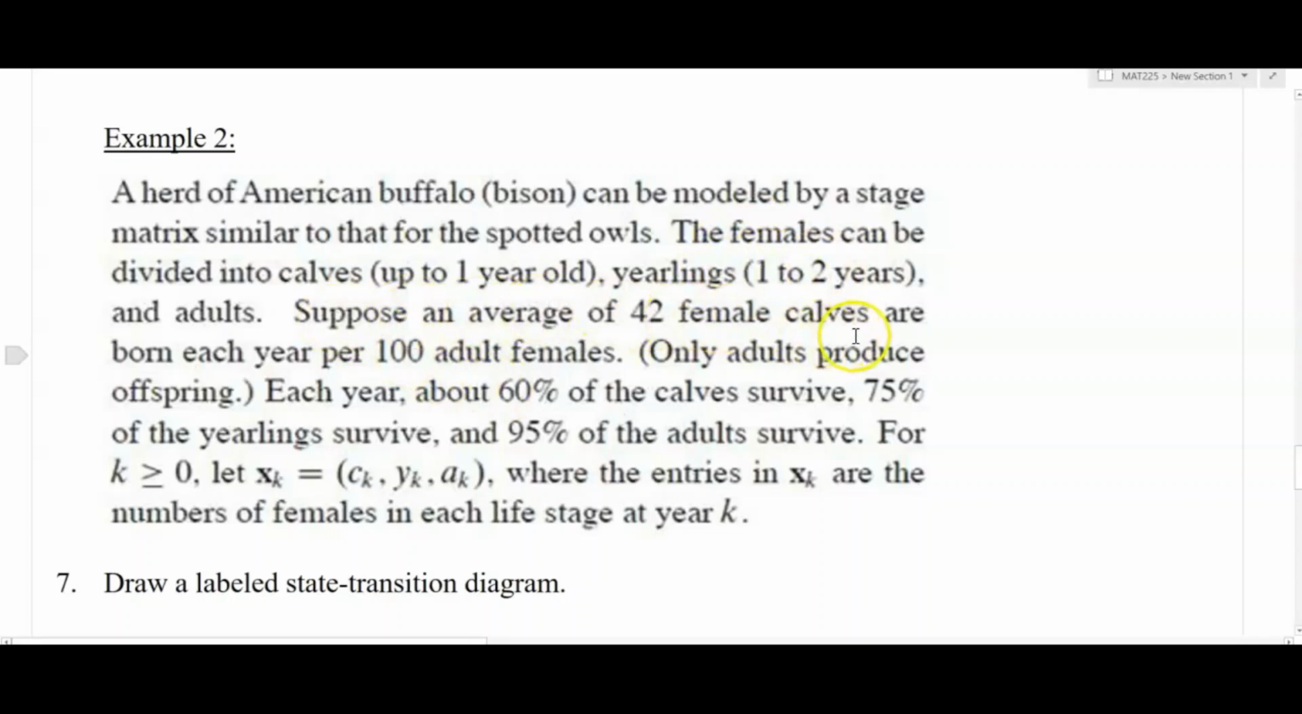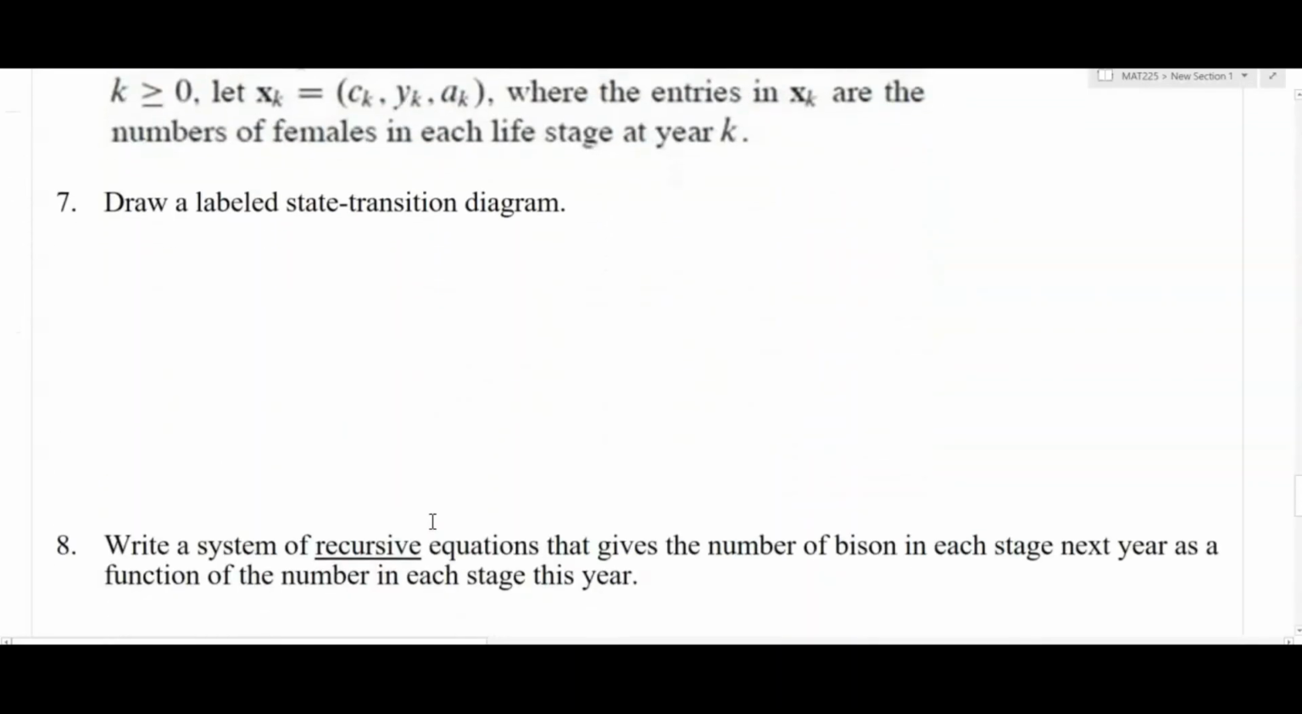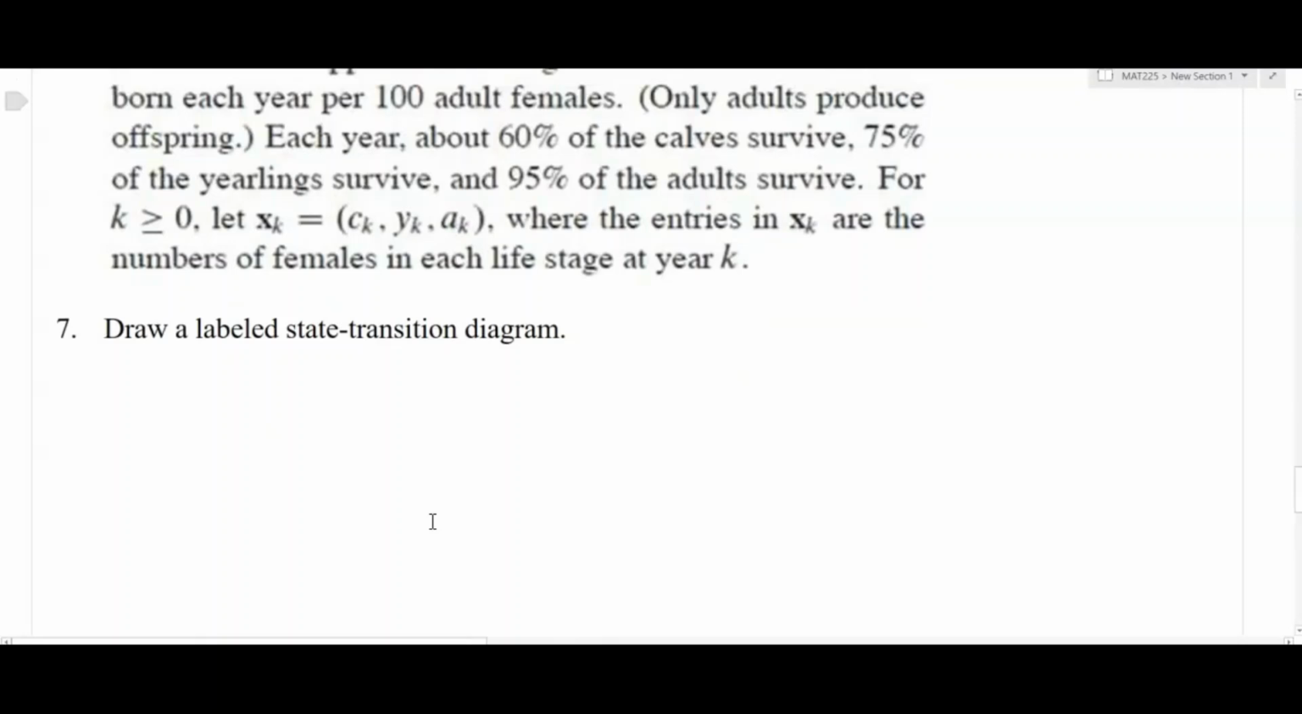Suppose an average of 42 female calves are born each year per 100 adult females. Only adults produce offspring. Each year, about 60% of the calves survive, 75% of the yearlings survive, and 95% of the adults survive. For k greater than or equal to 0, let x sub k be the state vector that contains the calves, yearlings, and adults in that order, where the entries in x sub k are the number of females in each life stage at year k. So we're not modeling adults, we're just modeling female bison. And so let's start off by building a state transition diagram for this.